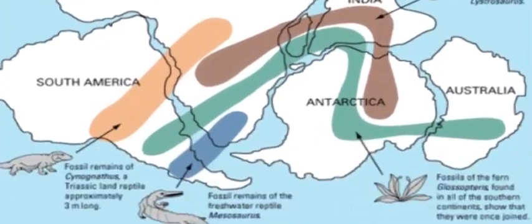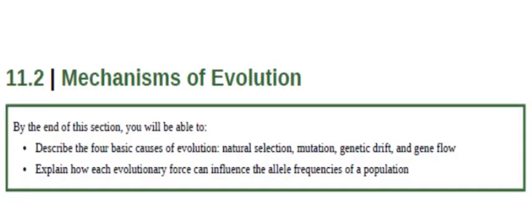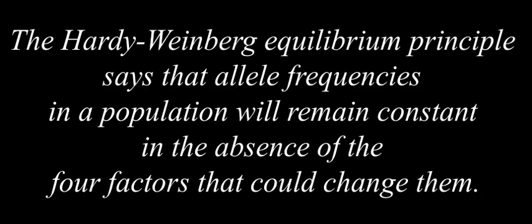Mechanisms of evolution. By the end of this video, you will be able to describe the 4 basic causes of evolution: natural selection, mutation, genetic drift, and gene flow, and explain how each evolutionary force can influence the allele frequencies of a population. The Hardy-Weinberg equilibrium principle says that allele frequencies in a population will remain constant in the absence of the 4 factors that could change them.